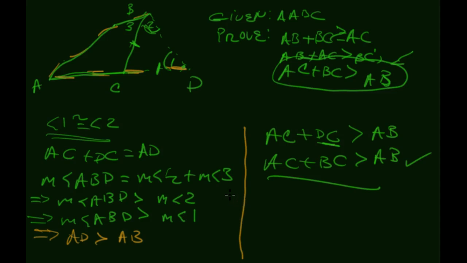So you can't just pick up 3 sticks and make a triangle. 2 of them always have to be bigger than the third one, no matter what. All right, so there you go. Indirect proofs and inequalities in single triangles.